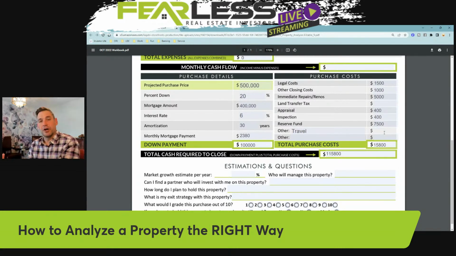It might be different on one property that's close to us. It might be more expensive for a property that's on the other side of the country. So these are numbers that we want to try to figure out ahead of time. Let's throw in $2,000 for travel because it's a little ways from us.